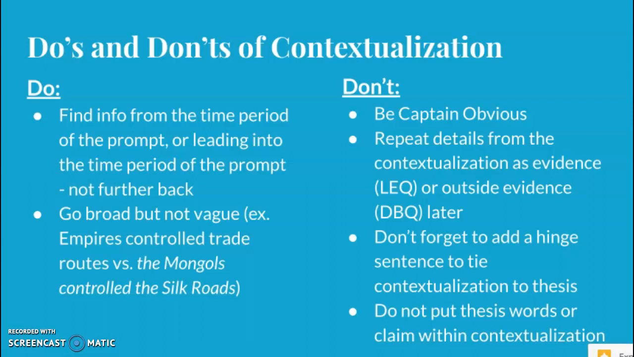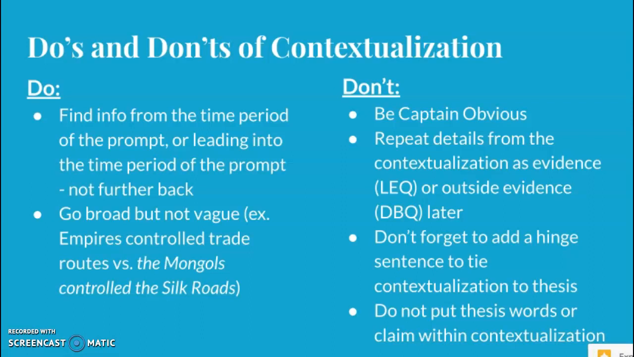So in the example we just used about the post-classical era, the trade routes in 1200 to 1450, if you started talking about ancient Egypt or Mesopotamia, that would not count. The furthest back you can go into would be the Romans and Persians, because that was the time period before the one we're talking about.